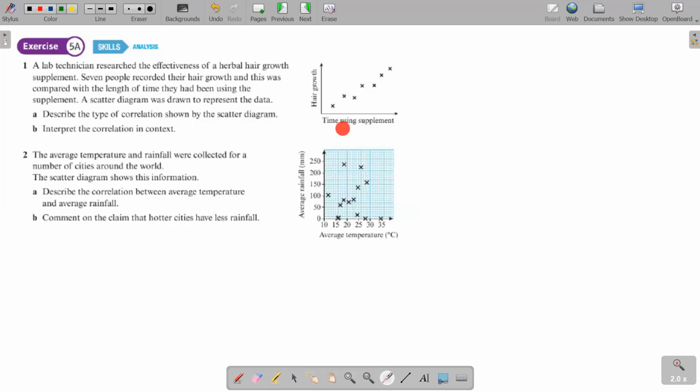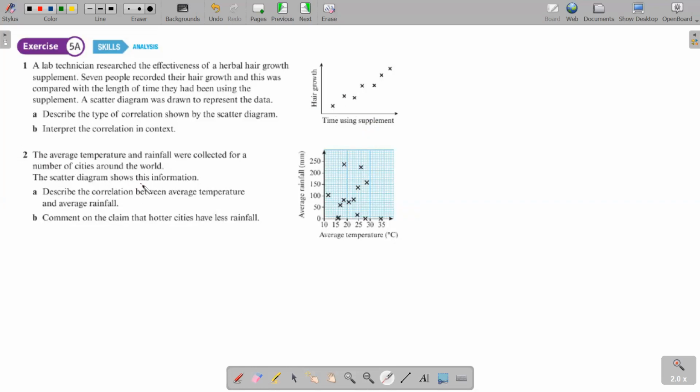So the more time we use the supplement, the higher the hair growth. Basically something like that. So that's the answer for the first question. I'm not going to write that, it's as simple as that.